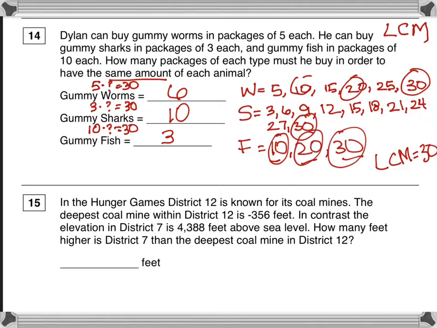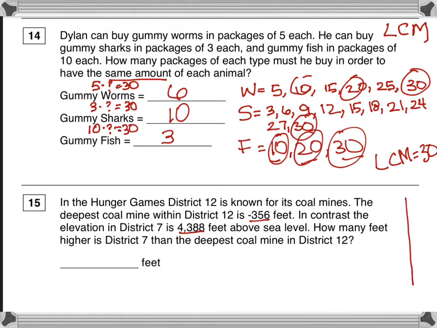All right, moving on to problem 15. In the Hunger Games, District 12 is known for its coal mines. The deepest coal mine within District 12 is negative 356 feet. In contrast, the elevation in District 7 is 4,388 feet above sea level. How many feet higher is District 7 than the deepest coal mine in District 12?